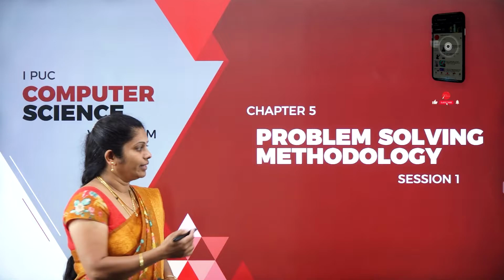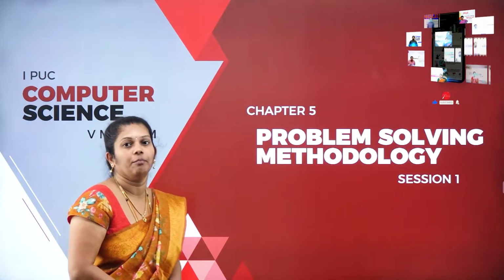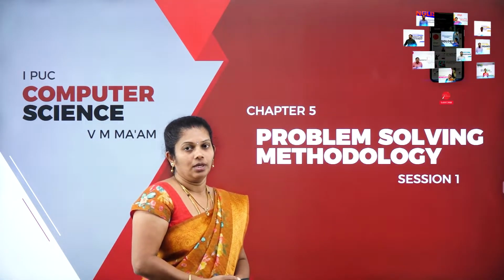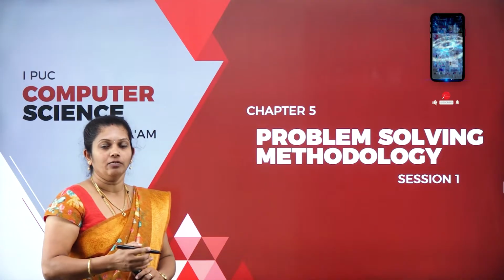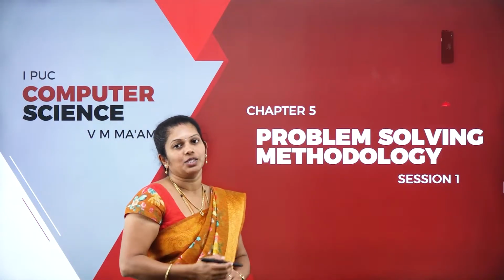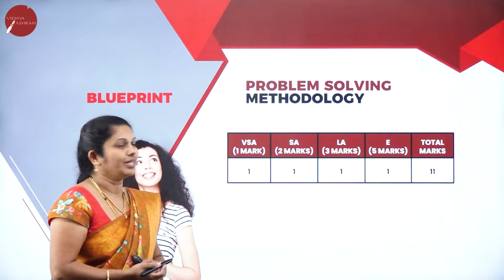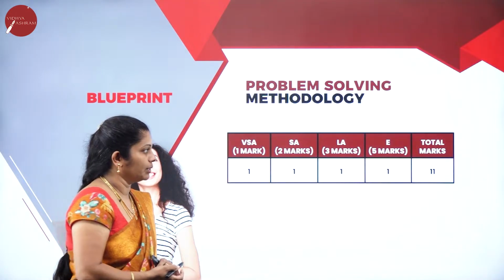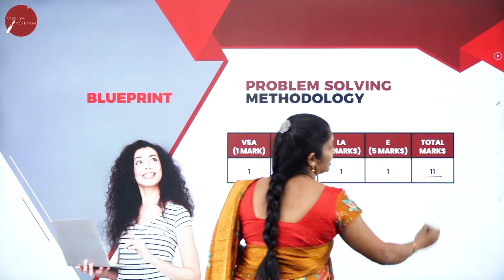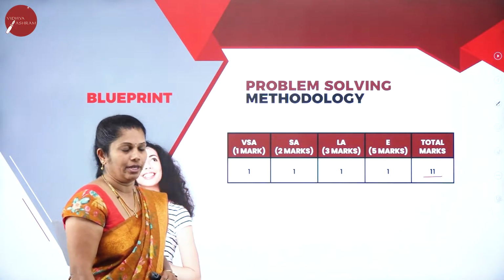Today, we are going to start with the first session of problem solving methodology. This is the easiest chapter, and this chapter carries the highest weightage. The total weightage in the annual exam from this chapter is 11 marks. From this chapter, you will get 11 marks in the annual exam.